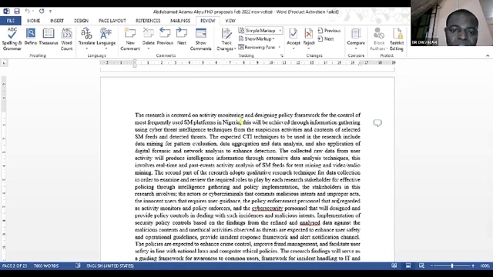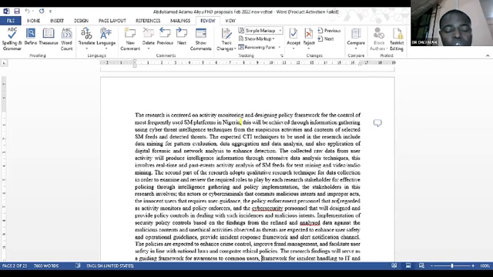So when you say that the research is centered on activity monitoring and designing a policy framework for the control of most frequently used SM platforms in Nigeria, you put a full stop. The next sentence begins with a capital letter: This will be achieved through information gathering using cyber threat intelligence techniques from the social activities, whatever. Your opening paragraph is very okay, very rich, but you need to put a full stop there to shorten the sentence.